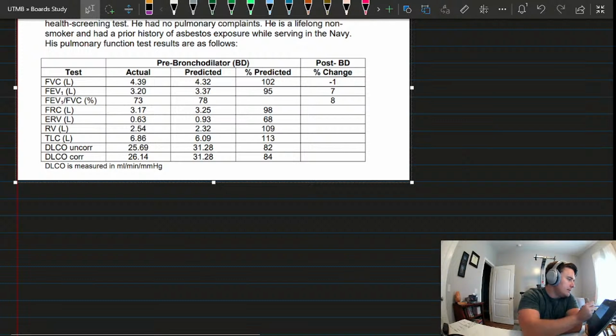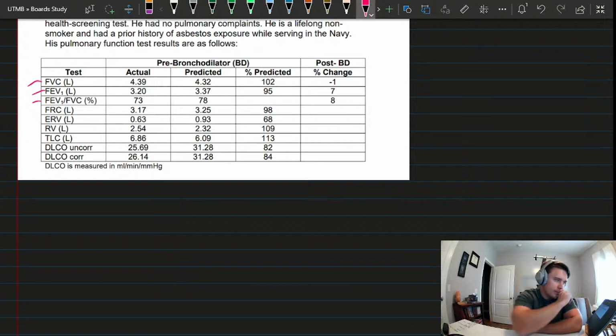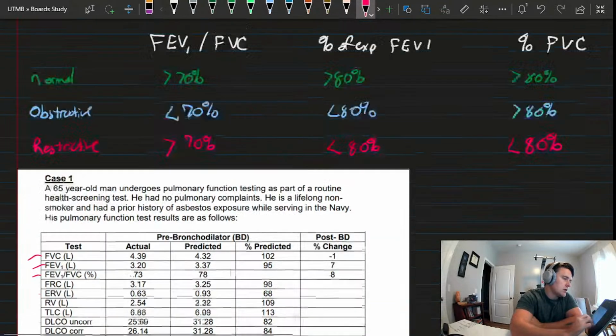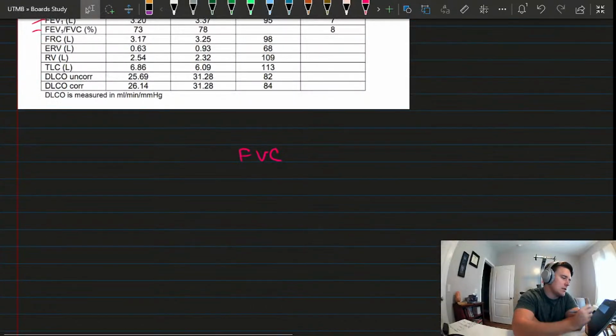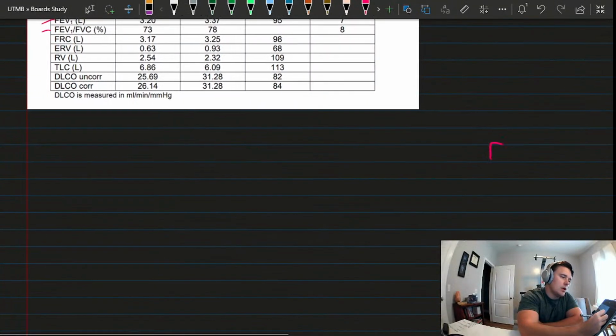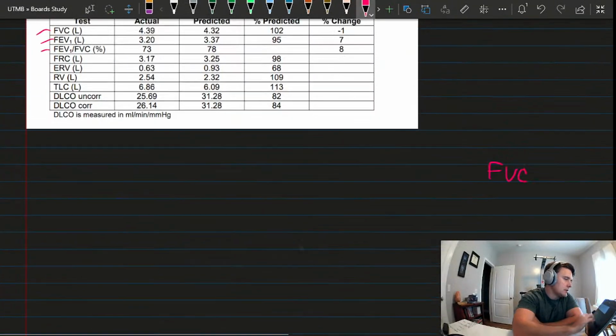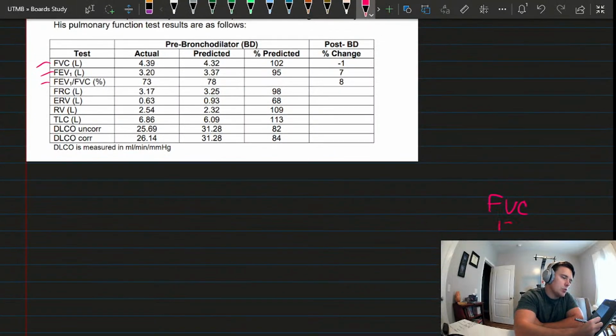So all I need is those three there. So actual 4.39, predicted 4.32, percent predicted. So we've got FVC. If we come up here, FVC is on the right, so let's go all the way over here. So FVC is 102%.